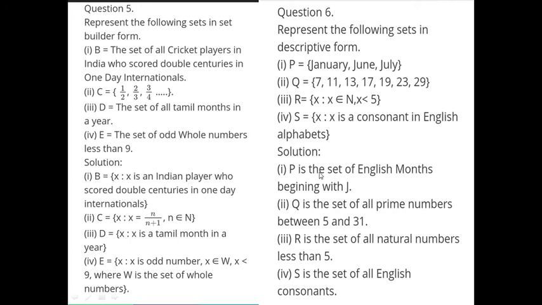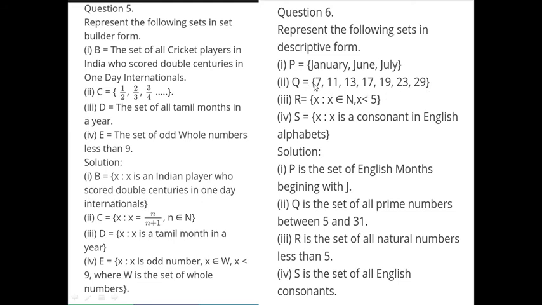So need not use the curly braces or anything. Just you have to represent it using words. P is the set of English months beginning with J. Second, Q equal to 7, 11, 13, 17, 19, 23 and 29. So on seeing this, you can say all these are prime numbers, which are greater than 5 but less than 31.